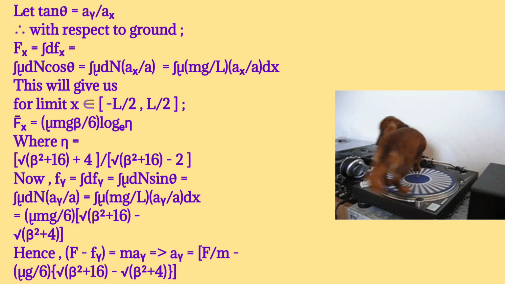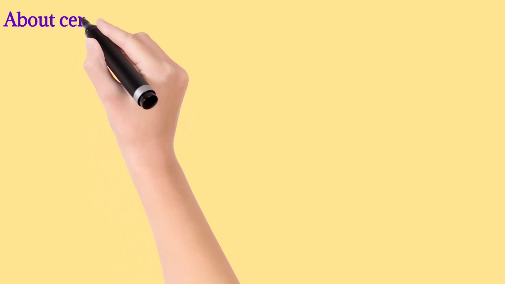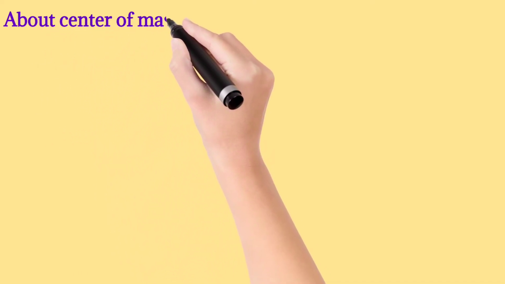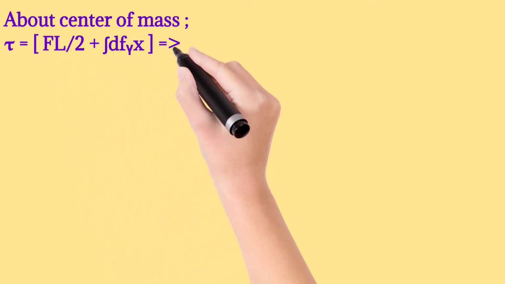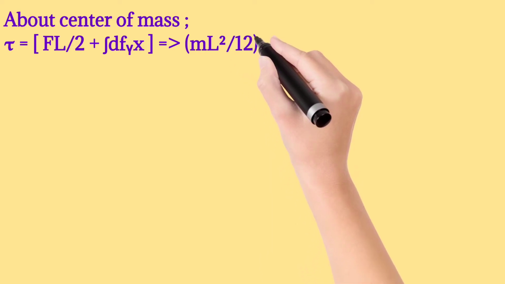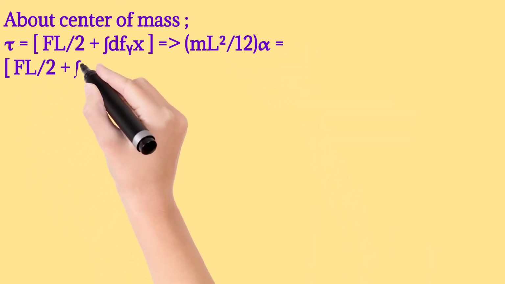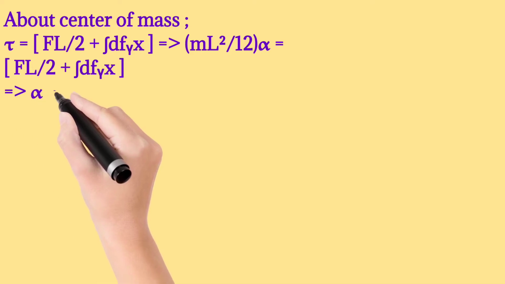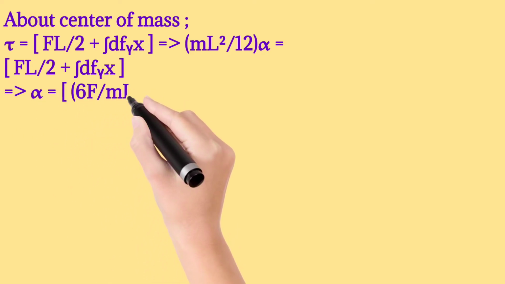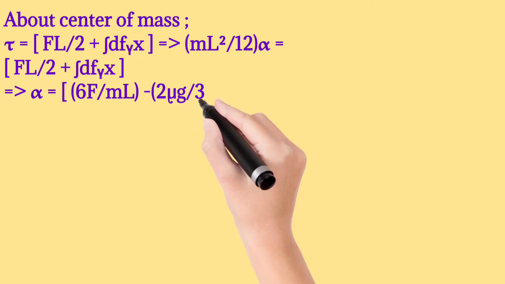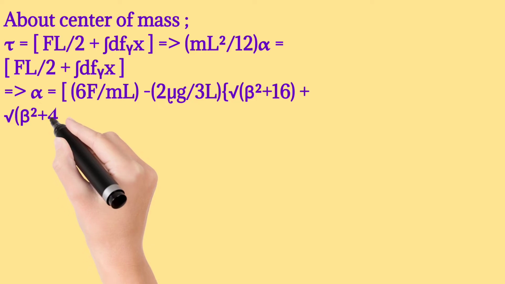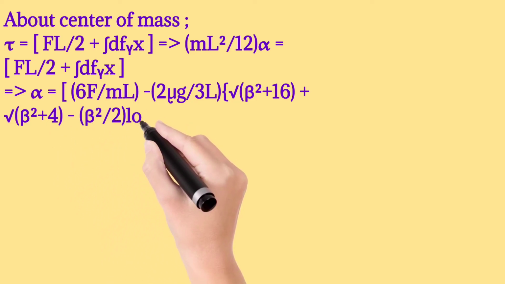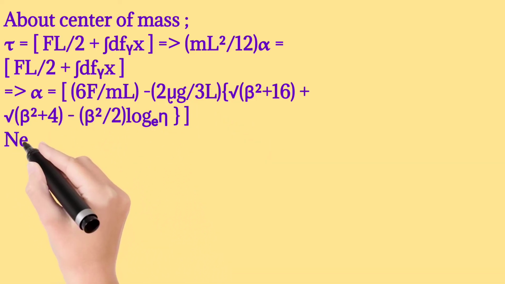Now let us come to the next page. About the center of mass, torque is equal to Fl by 2 plus the integration of torque of friction, that is the integration of dFy times x. Then I alpha is equal to Fl by 2 plus the integration of dFy x, and moment of inertia is ml square by 12 about the center of mass. Then after integration we get alpha equal to 6F by ml minus 2 mu g by 3l multiplied by root over beta square plus 16 plus root over beta square plus 4 minus beta square by 2 log eta.